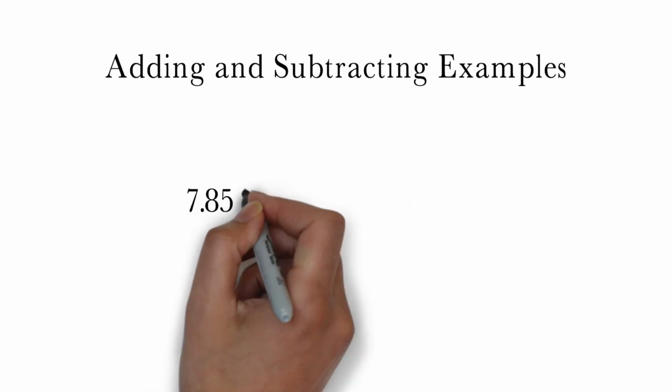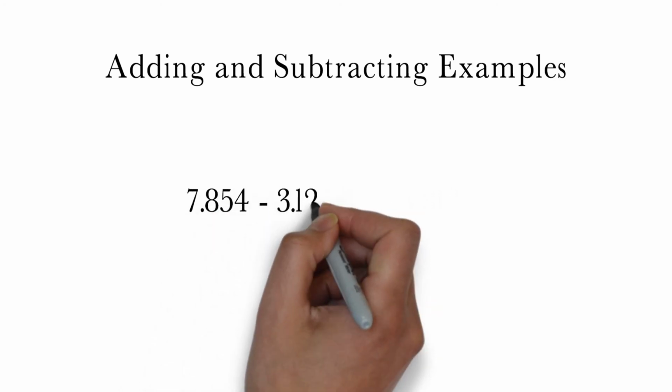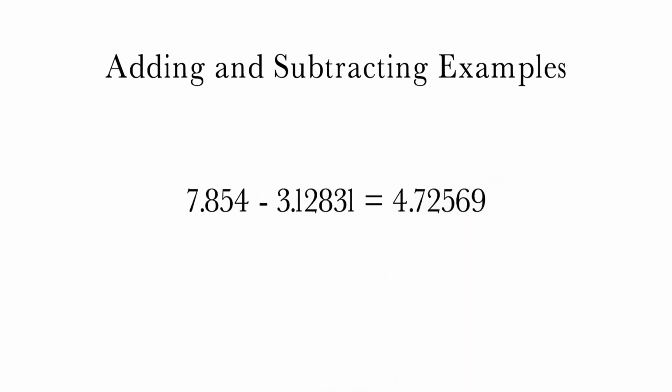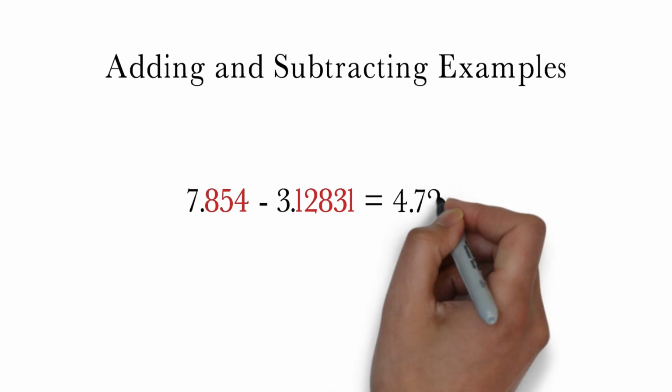As another example, when subtracting 7.854 and 3.12831, the output from the calculator would tell you that the answer is 4.72569, which again is technically correct. However, 7.854 has 3 decimal places, and 3.12831 has 5 decimal places. So our final answer should be rounded to 3 decimal places. Because the first digit to be dropped is a 6, we use the second rule, so the final answer is 4.726.